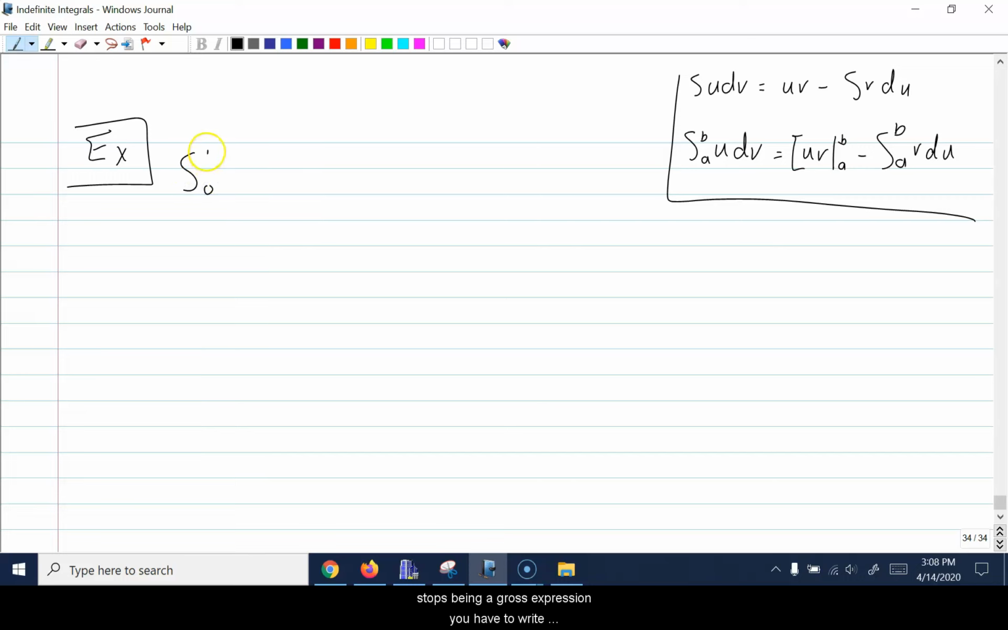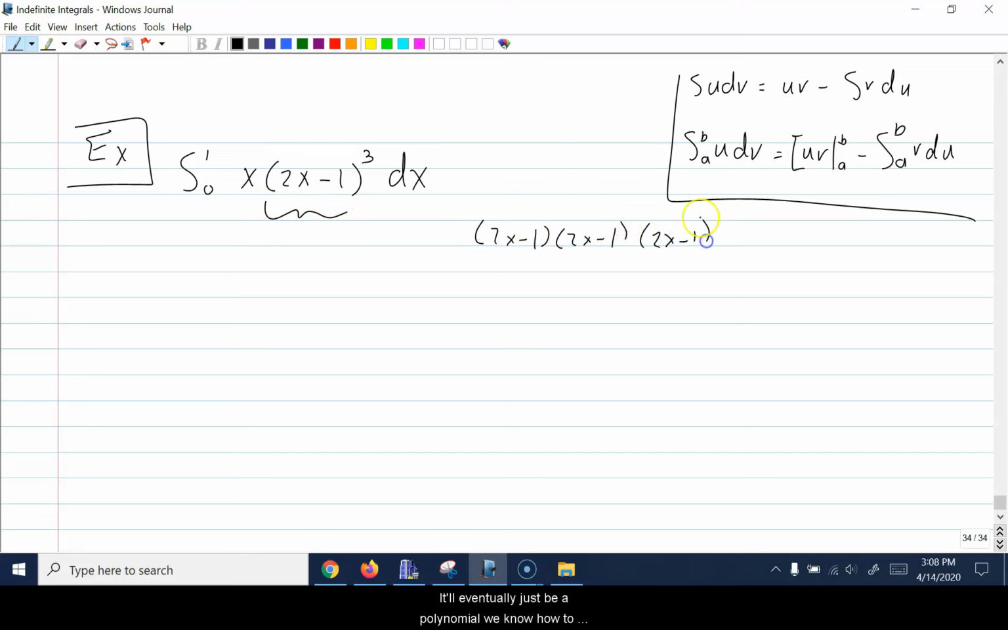If I have the integral from 0 to 1 of, let's do x times (2x minus 1) cubed dx. It's probably worth noting that you don't need any fancy tricks to do this problem. Integration by parts might be overkill because you can FOIL out this cube. If you FOIL out (2x minus 1)(2x minus 1)(2x minus 1), that'll eventually just be a polynomial. We know how to integrate polynomials without integration by parts, but it's sort of a lot of foiling, and knowing the tricks to get around that can be convenient.